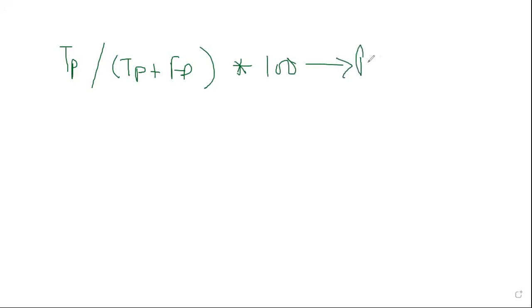So precision, the formula is given by TP divided by TP plus FP, into 100. This is for precision.